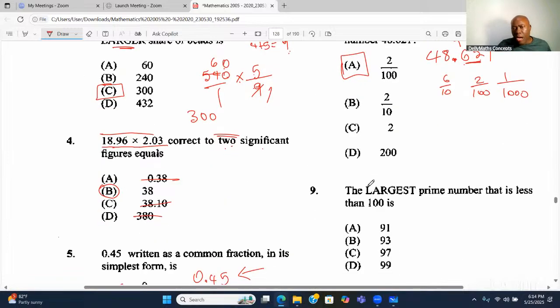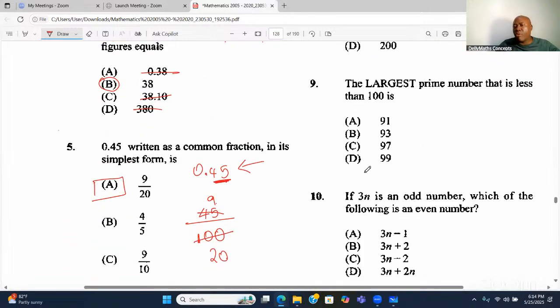Let's go. All right. This one says the largest prime number that is less than 100. So the largest prime number less than 100. If I were you, what I'll do with these, I'm going to just see what numbers are not prime numbers. Now, they want the largest one, but I'm just going to say, hey, what numbers are not prime numbers? I'm going to run through these quickly, right?